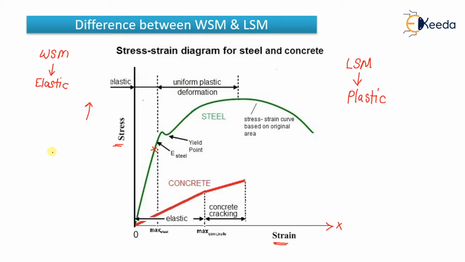It may be a concrete material, a steel material, or any material, but in working stress method that material is stressed only up to the elastic limit or limit of proportionality. So if the stress is applied only up to the elastic limit, that means it is in which zone? It is in the elastic zone.